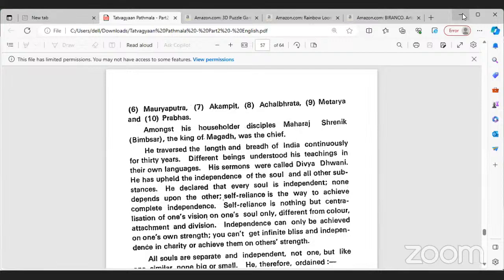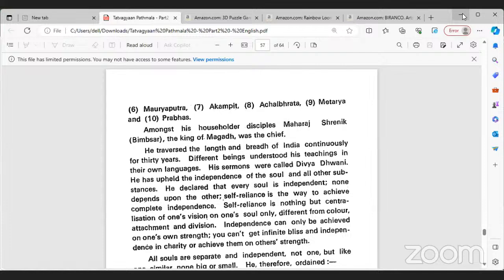Among his householder disciples, Maharaja Shrenik Bimbisar, the king of Magadh, was the chief. He traveled the length and breadth of India continuously for 30 years. Different beings understood his teachings in their own languages. His sermons were called Divya Dhvani, and he upheld the independence of the soul and all other substances. He declared that every soul is independent, none depends upon the other.